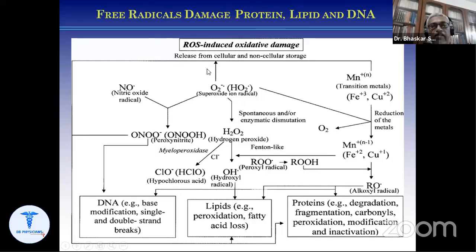are nitric oxides or superoxides and others, which damage the DNA by base modification or double strand breaks. Lipids are peroxidized or lost, and then proteins are degraded, fragmented, or have many different chemical modifications, which leads to their inactivation and final degradation. So this is another mechanism, by generation of free radicals, that the innate immune system works.